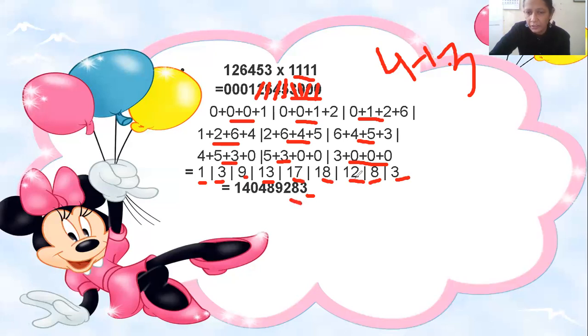12 is a 2 digit number, you can't write down a 2 digit number. So only 2 is at the unit place. So you will write down here 2. What will you do with this 1? You will carry forward 1 and add with 18. 18 plus 1 is equals to 19. So from 19, 9 is at the unit place. You write down 9 here and carry forward 1. Then what will you do with this 1? You will add it with this 17. 17 plus 1 is equals to 18.